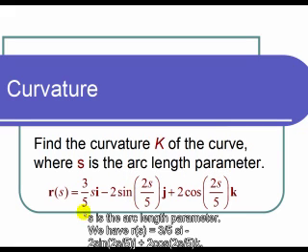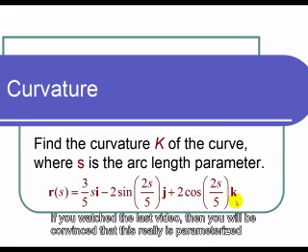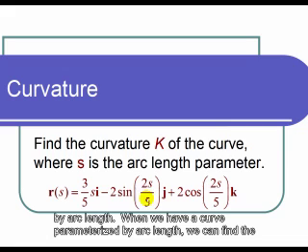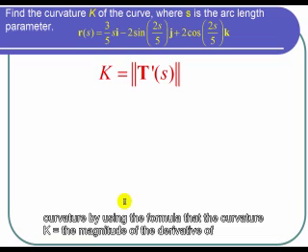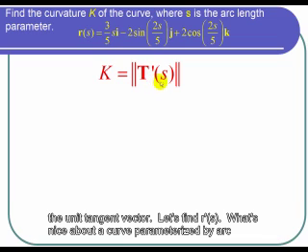We have r of s is equal to 3/5 s times i minus 2 sine of 2s over 5 times j plus 2 cosine of 2s over 5 times k. And if you watch the last video, then you'll be convinced that this really is parameterized by arc length. When we have a curve parameterized by arc length, we can find the curvature by using the formula that the curvature k is equal to the magnitude of the derivative of the unit tangent vector.